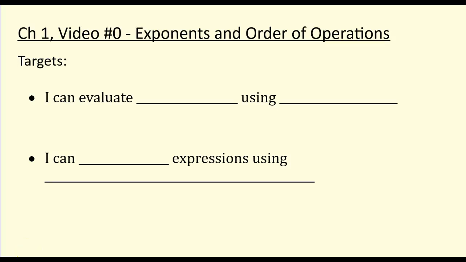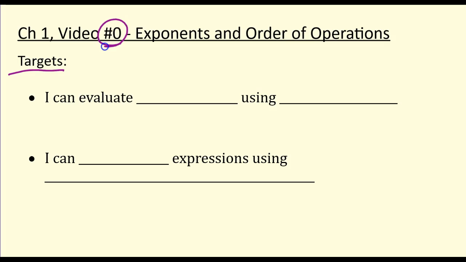Okay, this is what we're going to call video number 0 for chapter 1. So it comes in front of video number 1. This is on exponents and order of operations. Every time you get a video at the beginning, I always tell you what the targets are. This kind of just explains what the video is about, so you have it right on the top of your paper, so you can look and easily see what this video covers.